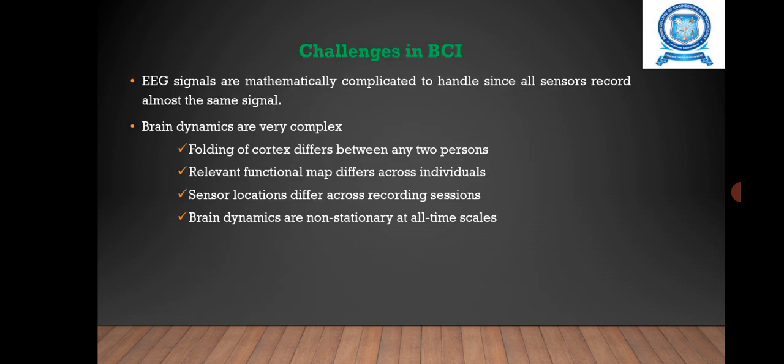Then we have some challenges in BCI. EEG signals are mathematically complicated to handle since all sensors record almost the same signal. Brain dynamics are very complex. For example, the folding of the cortex differs between any two persons. The relevant functional map differs across individuals. Sensor locations differ across recording sessions. Brain dynamics are non-stationary at all time scales.